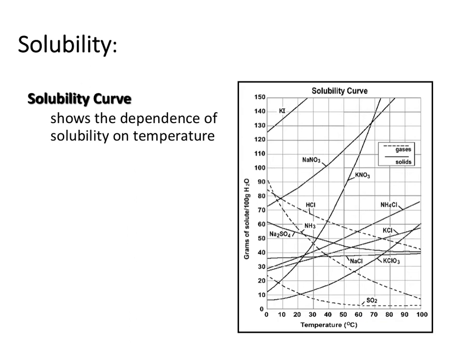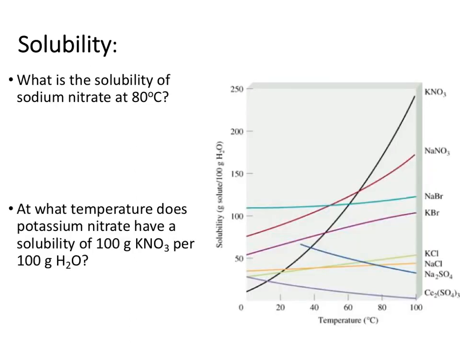So let's go ahead and apply this. The first question here is, what is the solubility of sodium nitrate at 80 degrees C? How would we approach that? First thing we're going to do is come over to our temperature values on our x-axis. Then we're going to find the sodium nitrate curve. Sodium nitrate is here, that's referring to this line. And what we'll do, guys, is come up from the 80 and go all the way up to being directly on the curve.